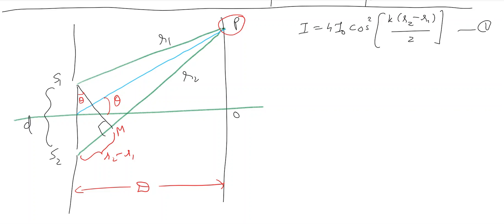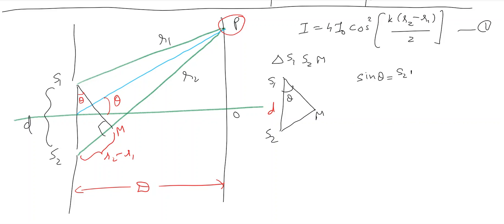And now in triangle S1 S2 M, this triangle I am talking about, this angle is theta, and this is d. So if I apply the sine theta formula, can I say sine theta here is opposite, that is S2M, upon hypotenuse, that is S1 S2. So for a small angle, sine theta can be written as theta, S2M is R2 minus R1, S1 S2 is d. Let it be the second equation.